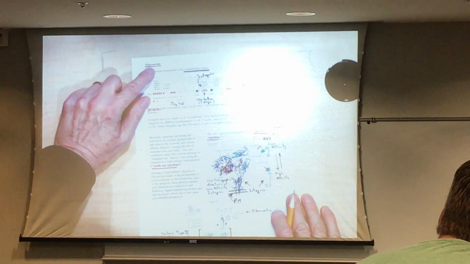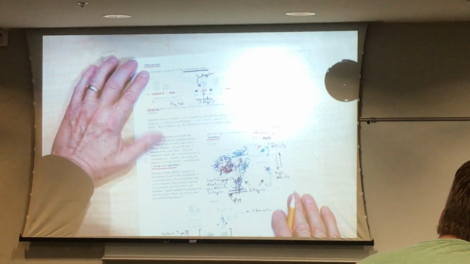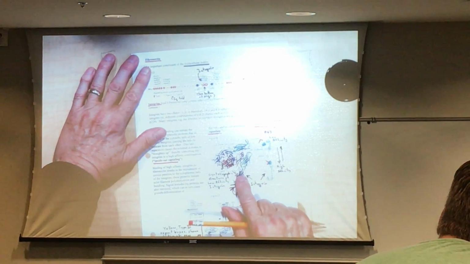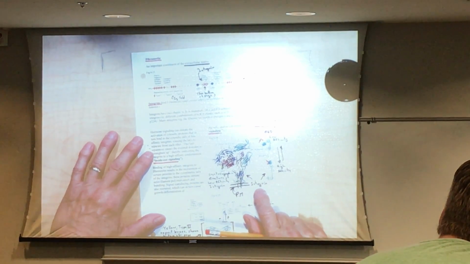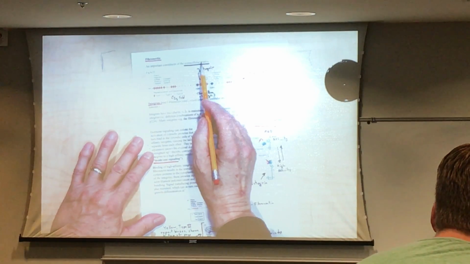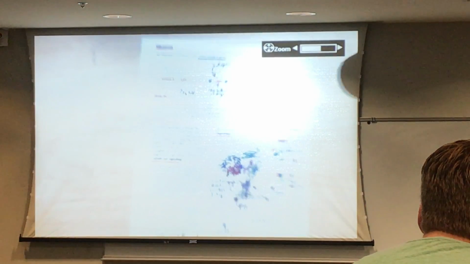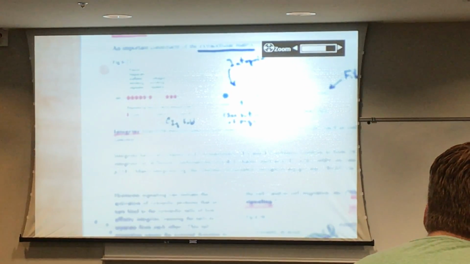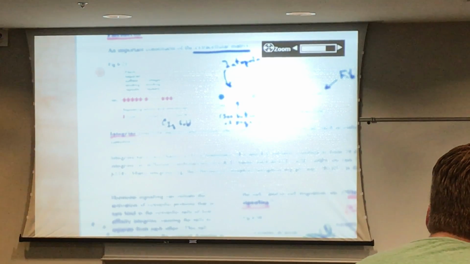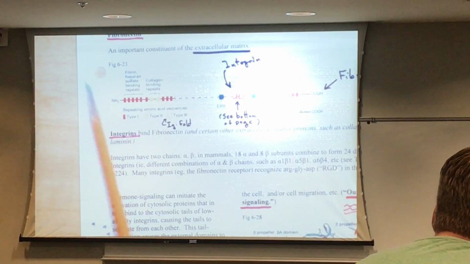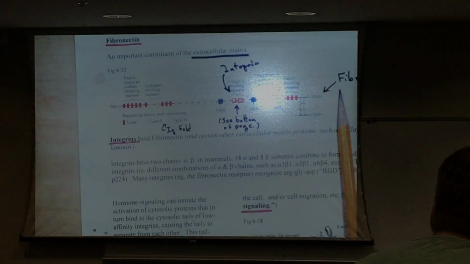Now we're going to talk a little bit more about fibronectin, which is the extracellular matrix protein. And then we're going to talk a little bit more about this adhesion molecule, the fibronectin receptor, or more broadly speaking, integrins. So here's fibronectin. It has a series of repeated short amino acid sequences here, okay?